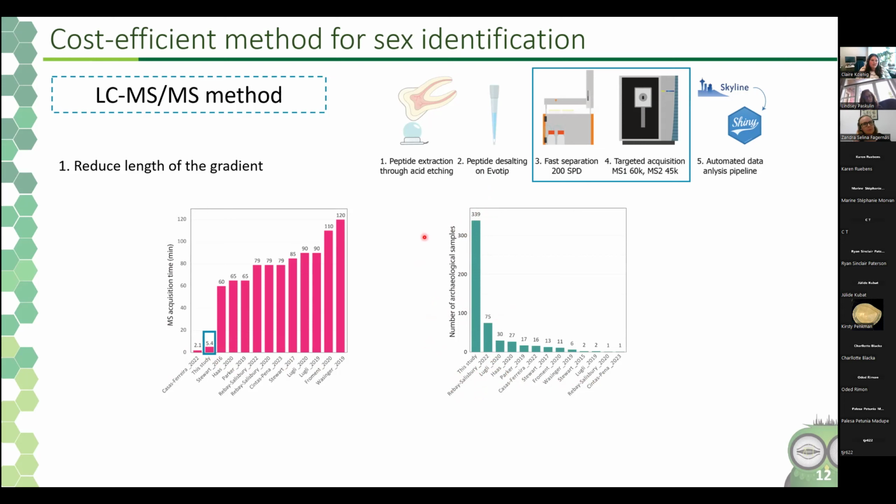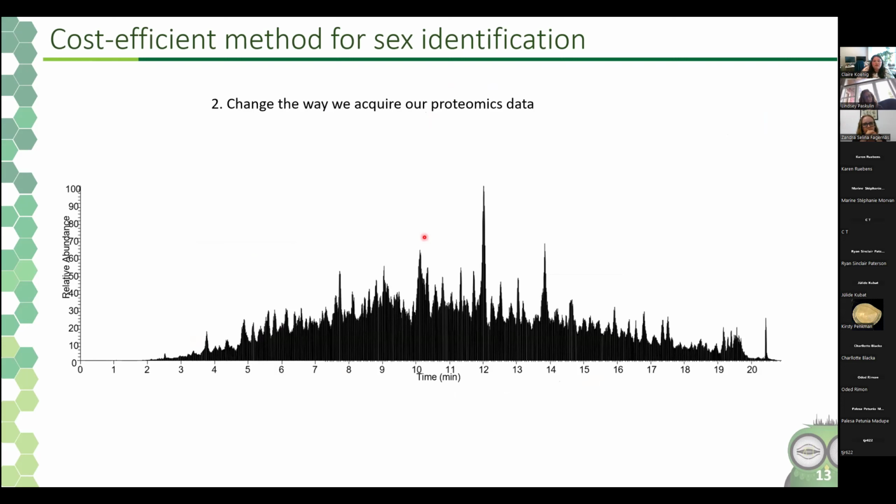So the second part here is focusing on the MS method. What we need to do is to change the way we acquire proteomics data. If you take the example of a classical chromatogram, we have the signal across the time that is on the x-axis.